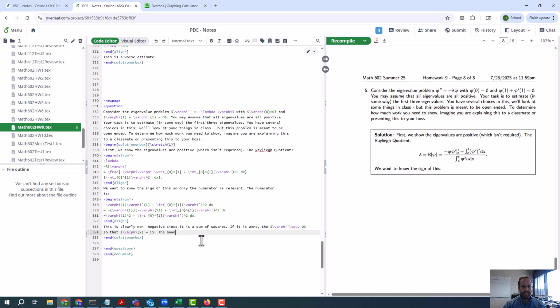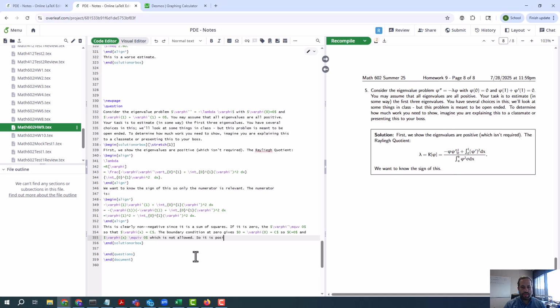The boundary condition at 0 gives 0 is equal to phi of 0, and if phi is constant, that's just equal to c, so c equals 0, and the eigenfunction is equivalent to 0. Eigenfunctions are never allowed to be the identically 0 function, so v of x equal to 0 is not allowed.